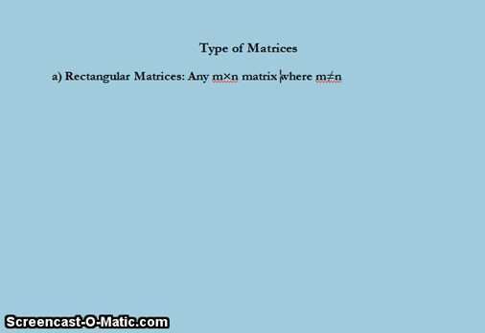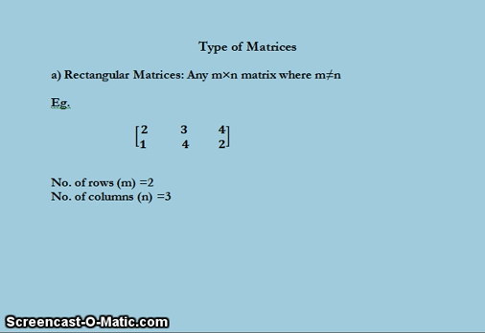This type of matrix is known as a rectangular matrix. Now we are going to consider an example of a rectangular matrix which consists of 2 rows and 3 columns. Thus, the number of rows and number of columns are not equal. Therefore, this represents a rectangular matrix. Thus, any matrix with an unequal number of rows and columns represents a rectangular matrix.